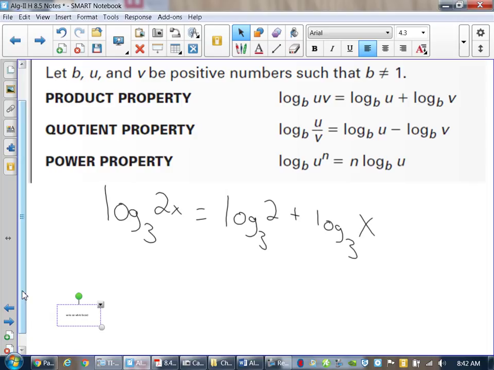Quotient. Remember, quotient means division. So if you're dividing with logs, it means you're subtracting the two.